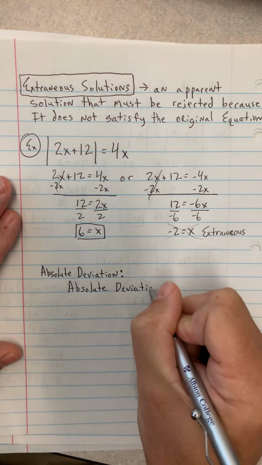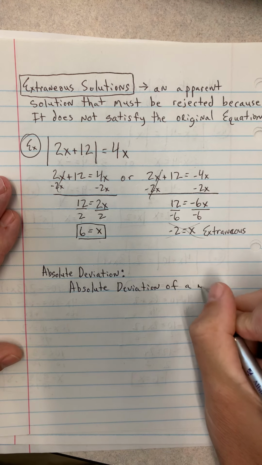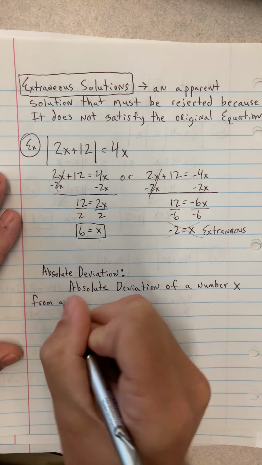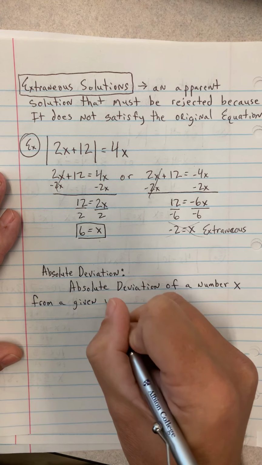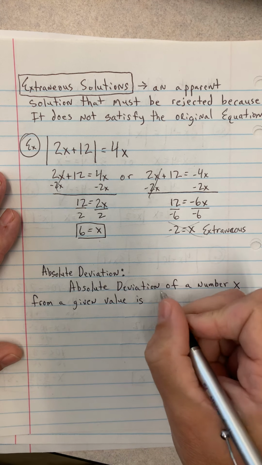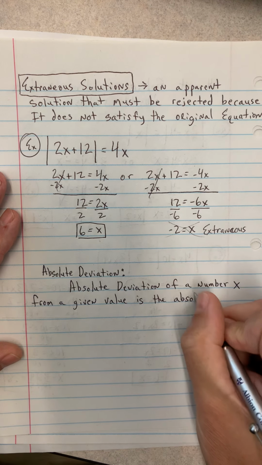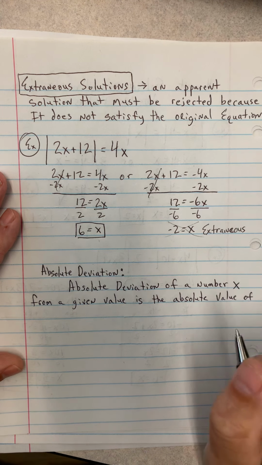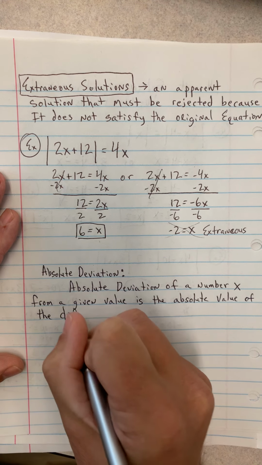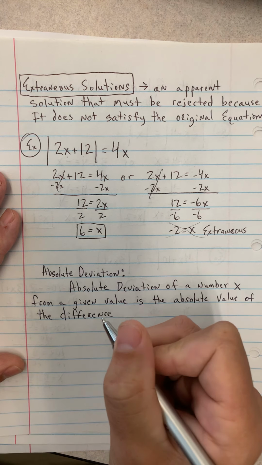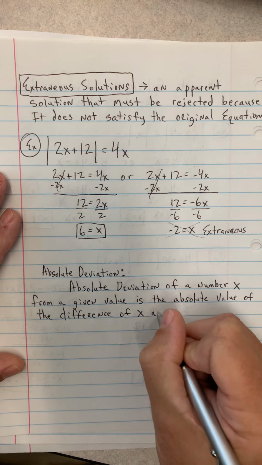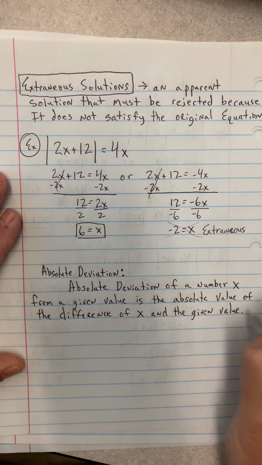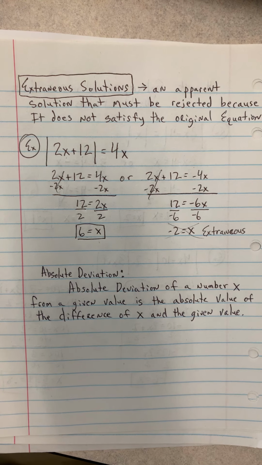Absolute deviation of a number, and we'll call that number x, some variable, from a given value is the absolute value of the difference of x and the given value itself. So there's some key words in there that are going to help set this up.